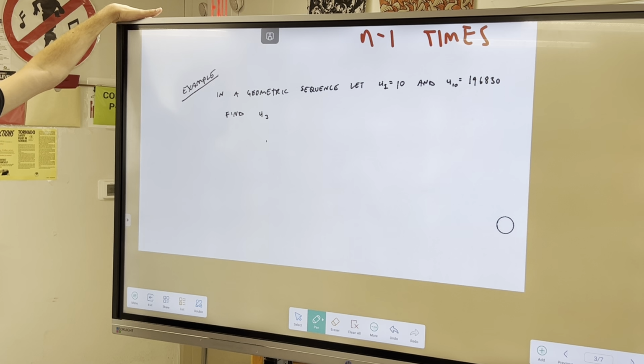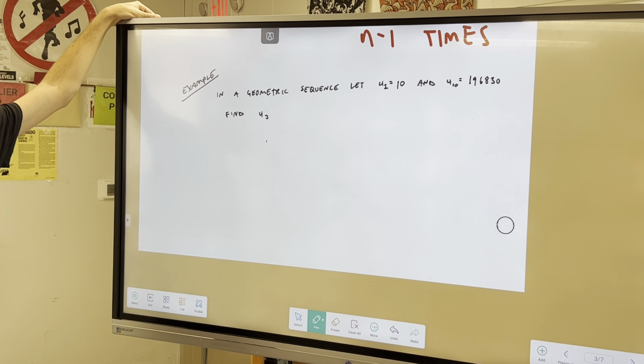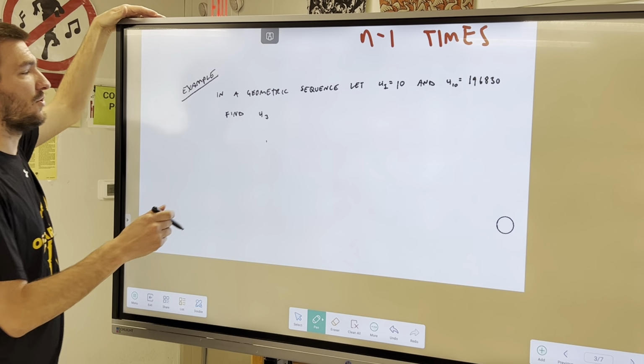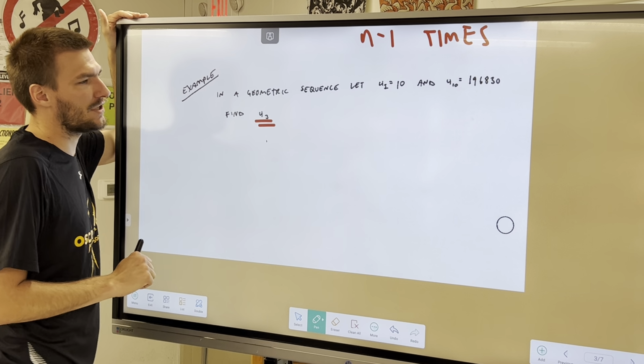Let u1 equals 10 and u10 equal 196,830. Of course, geometric, growing very fast. You get some big numbers. And so we need to find the third term.